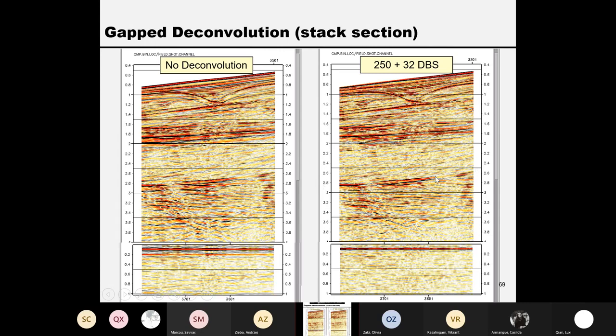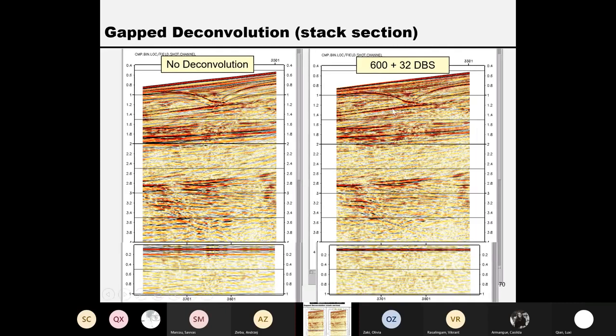So this result tells us two things. One, predictive decon works, but it does not always work. It depends on whether the situation satisfies the one-dimensional assumption. That's the important thing, right? Compared to 600 milliseconds, we read some details here.